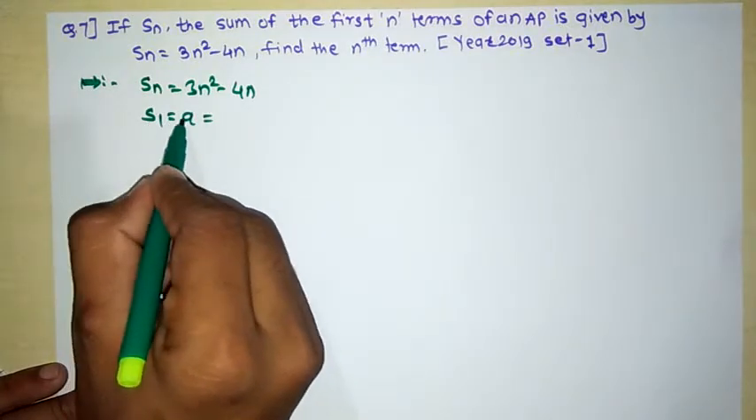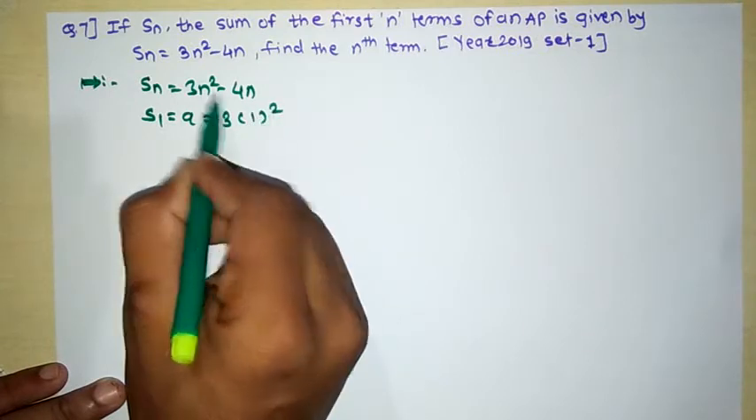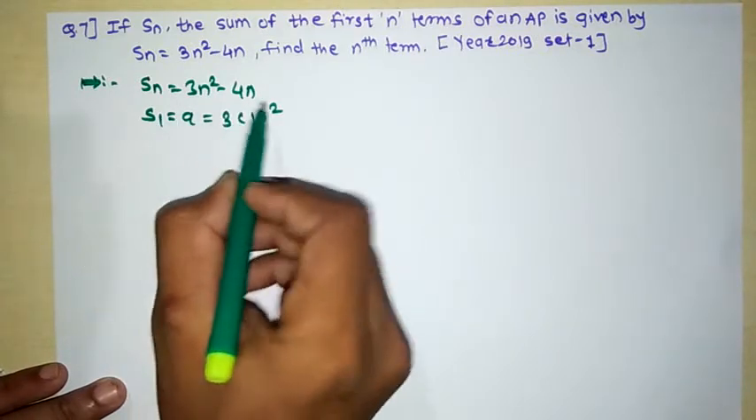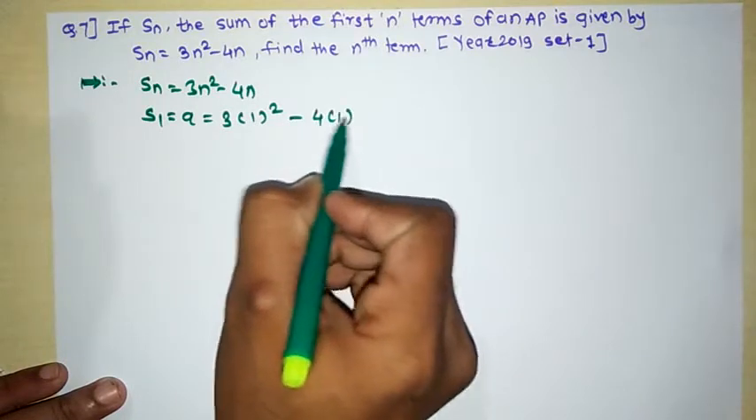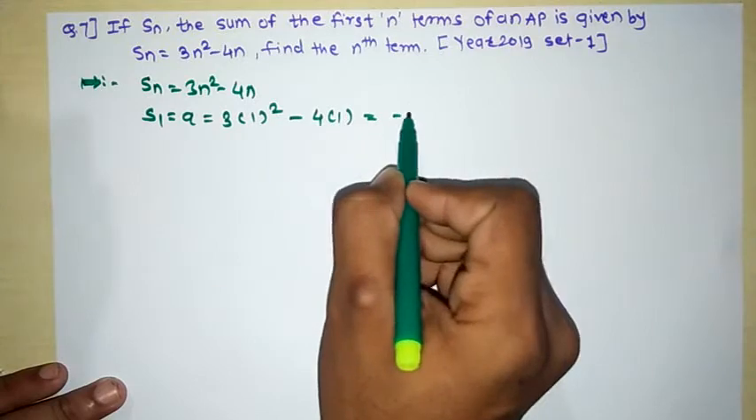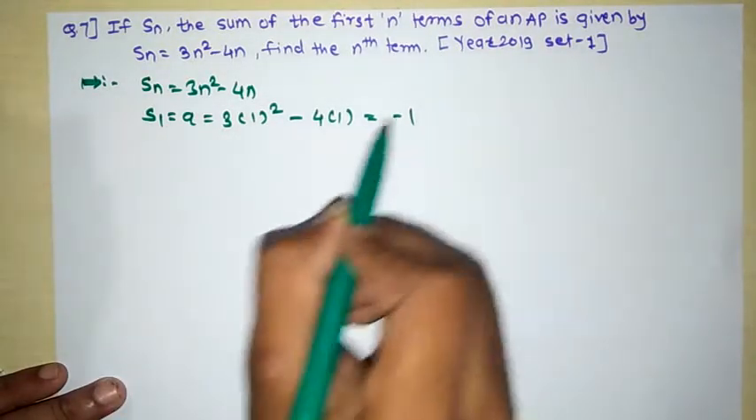Therefore sum of the first term, which is equal to a, is equal to, instead of n we have to write 1, because we are going to find the sum of the first term: 3 into 1 minus 4 into 1, which is equal to 3 minus 4, which is minus 1. Therefore we got here a is equal to minus 1.